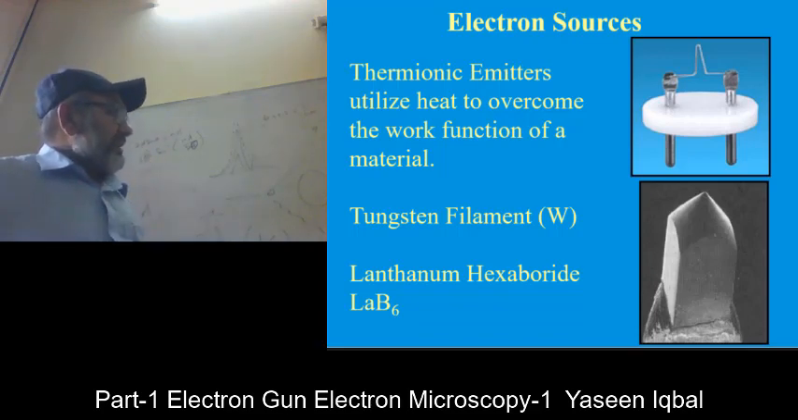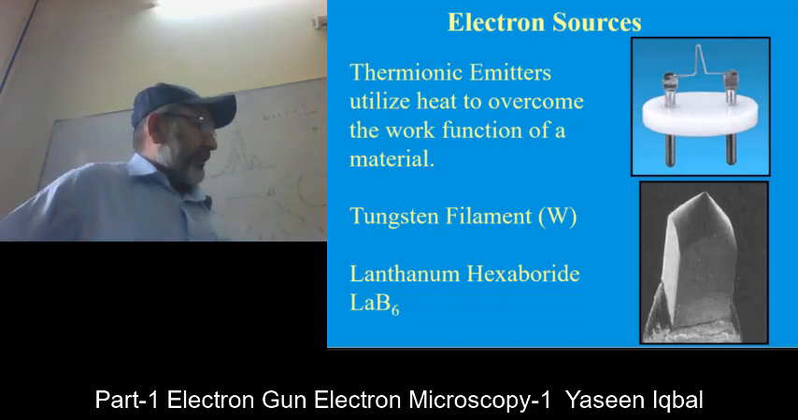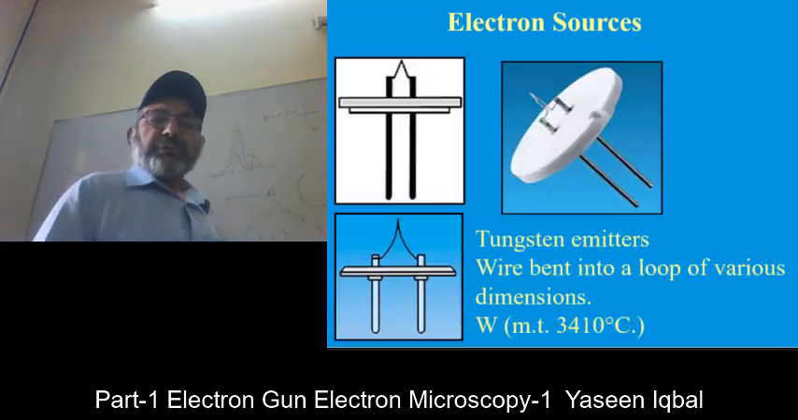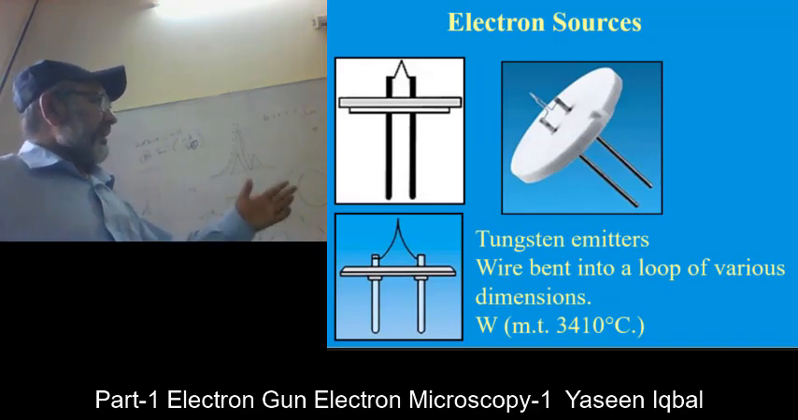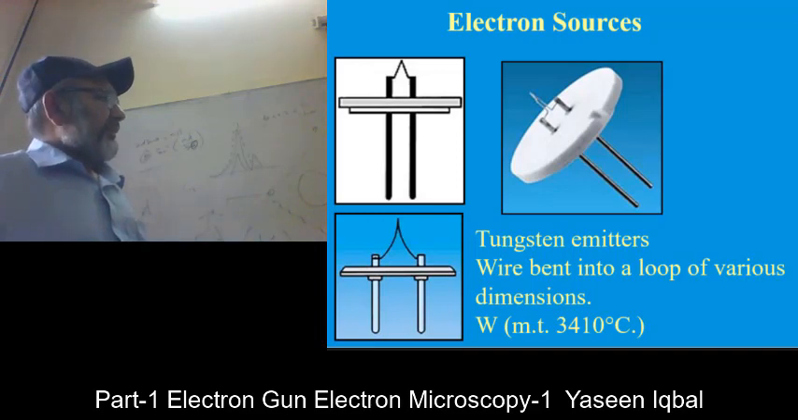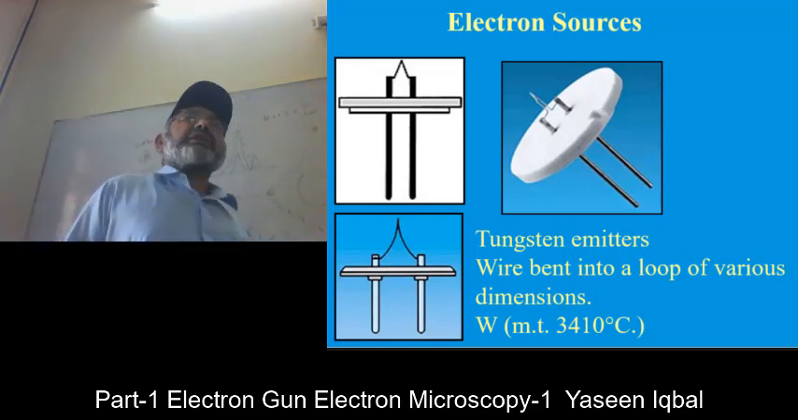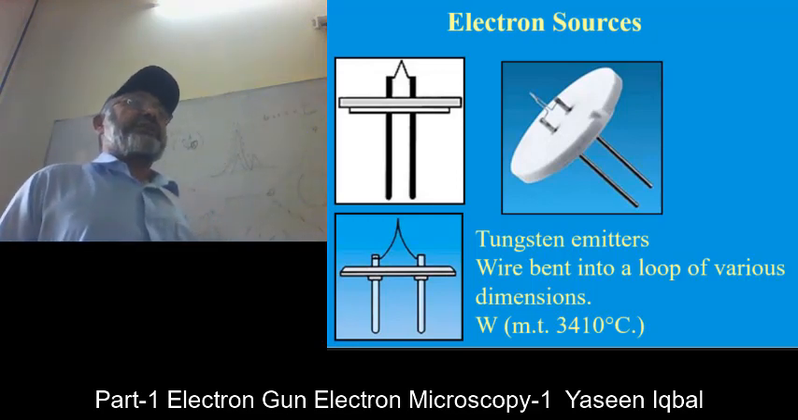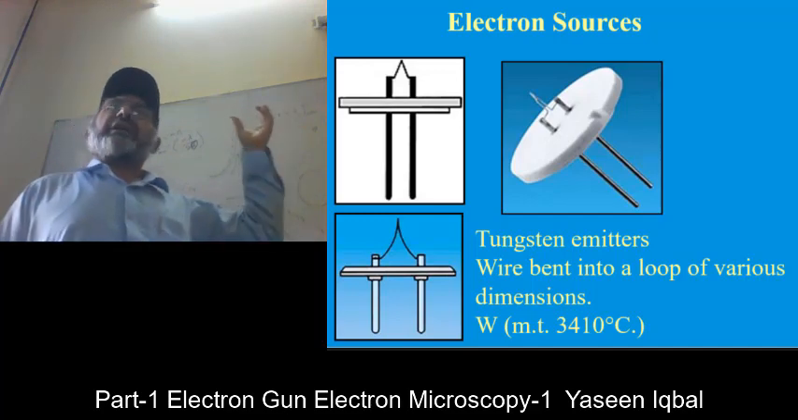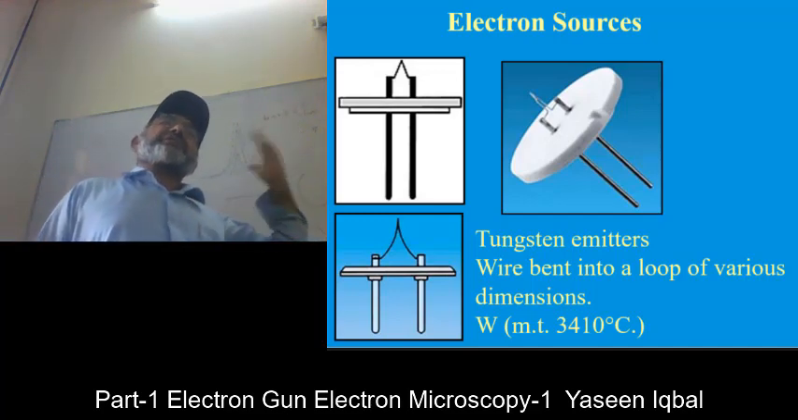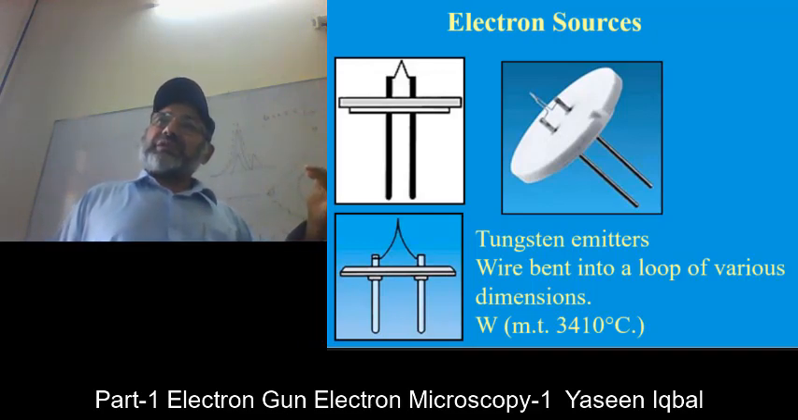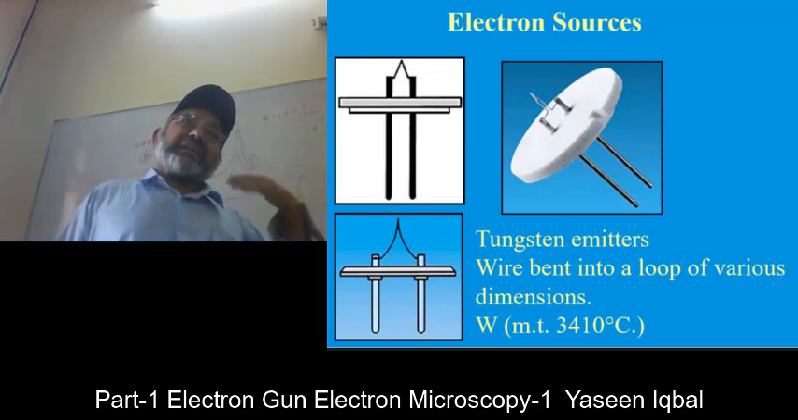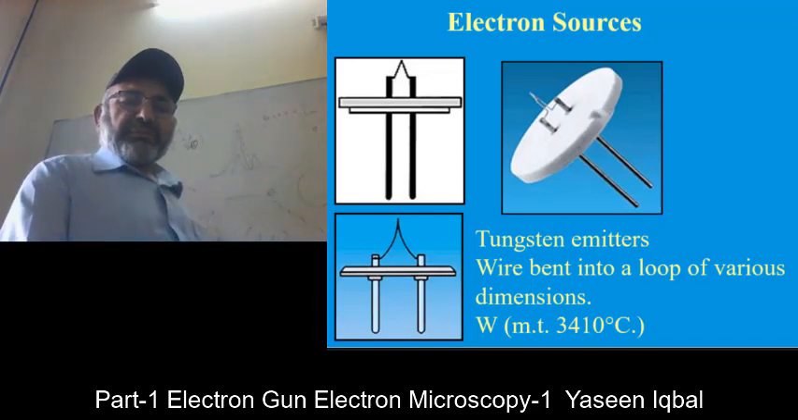Lanthanum hexaboride is more stable in comparison to that, and it is also used. These are various geometries which people make, and these are all tungsten emitters, wires bent into a loop of various dimensions. Tungsten, symbol W, has a melting temperature of 3410. So you can heat it to very high temperatures, but heating to higher temperatures shortens the life of the source, because you damage it, and with time its life will be shorter.